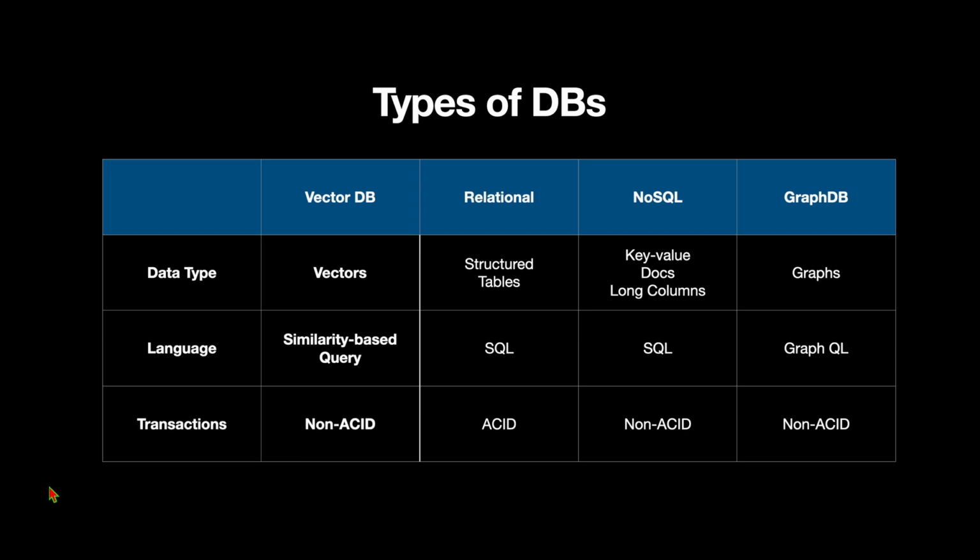The different types are shown in this table, and each of these is designed with a special purpose in mind. For example, relational databases are mainly used in transactional cases where we use structured tables, and the language that we use is SQL. But NoSQL databases are mainly used for long columns or big documents such as Word documents or even images. And GraphDBs slowly emerged alongside the social media revolution that took place in the 2000s. A good example would be a Neo4j database.